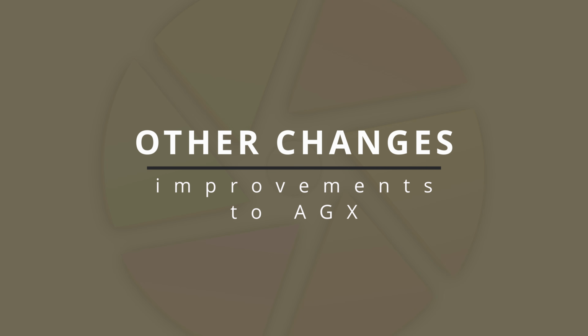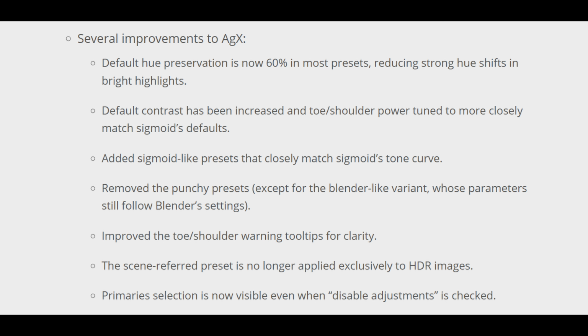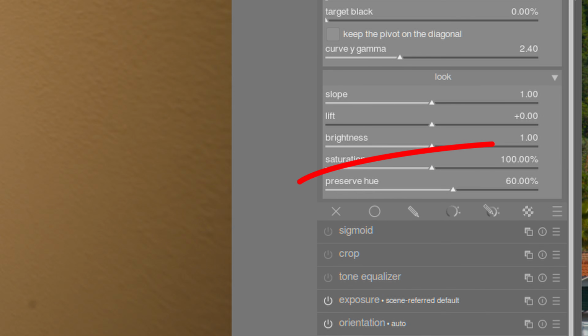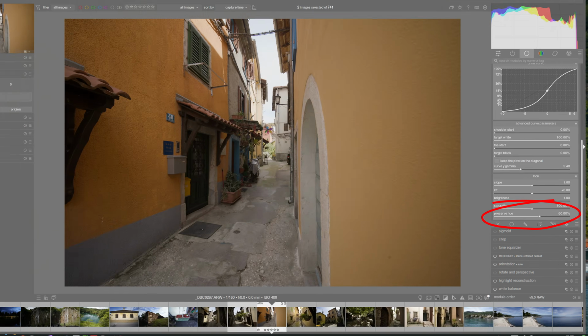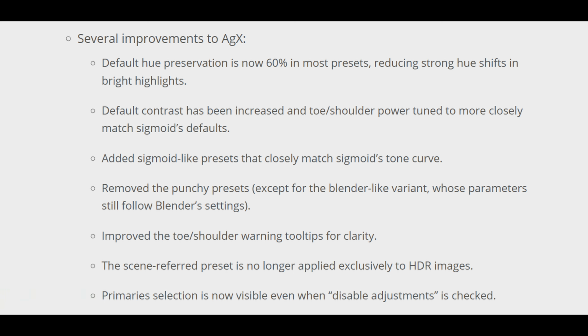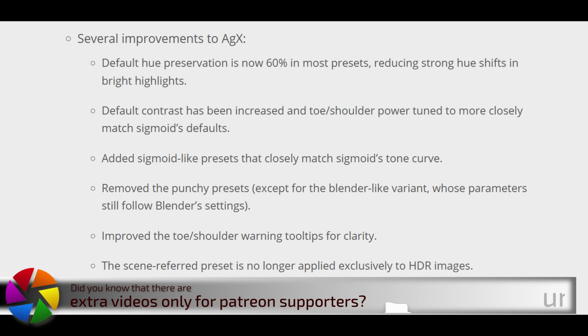Moving on to other changes, several improvements to AGX. Default hue preservation is now 60% in most presets, reducing strong hue shifts in bright highlights. Default contrast has been increased and toe and shoulder power tuned to more closely match sigmoid's defaults.